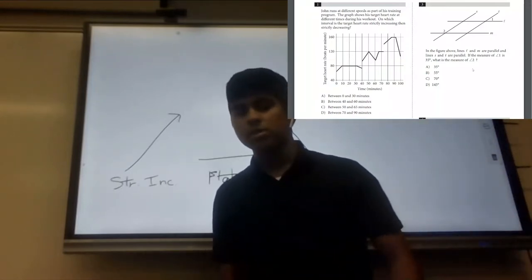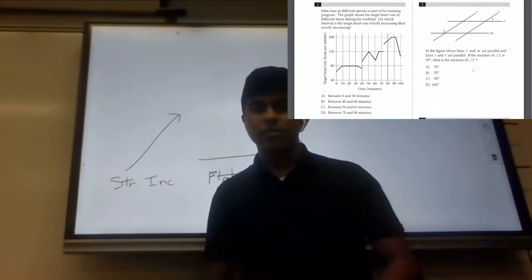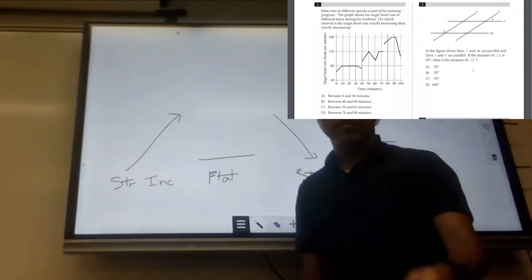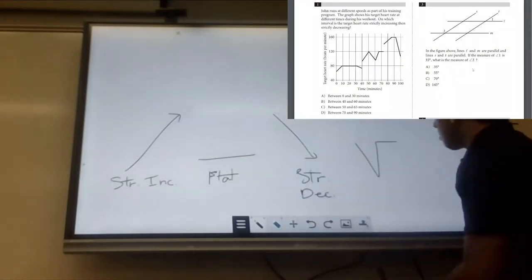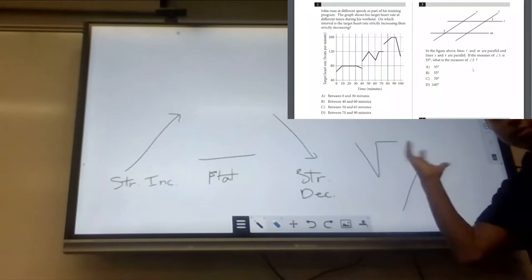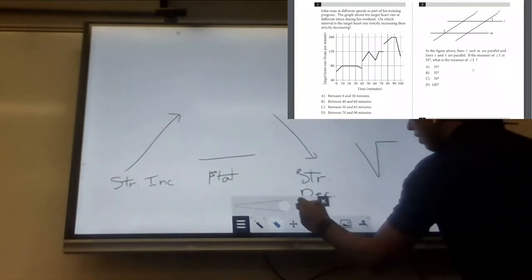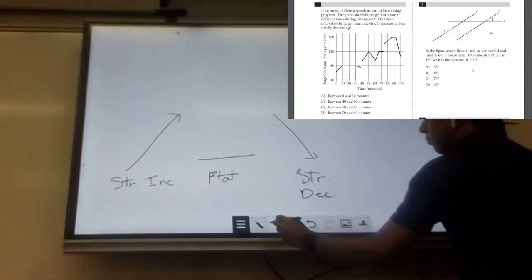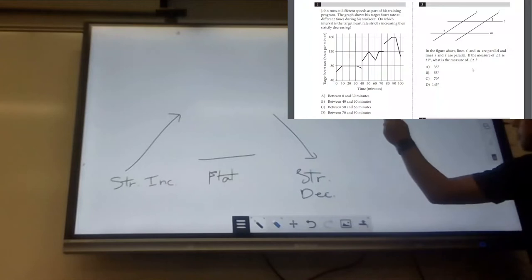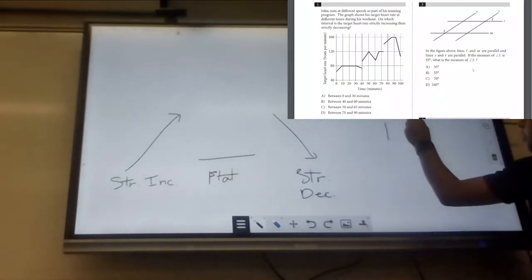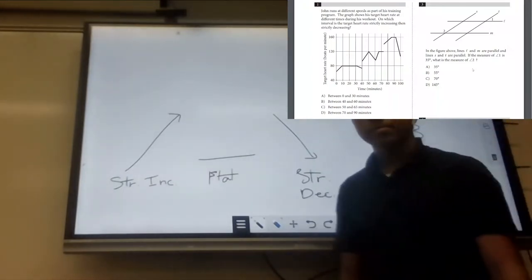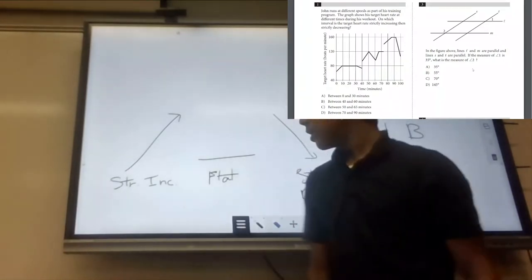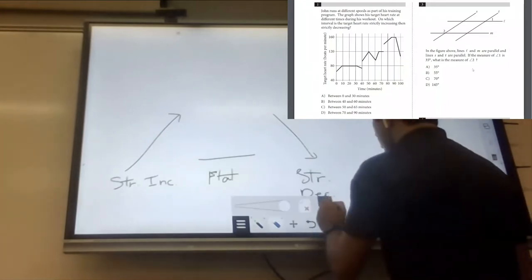We can look at the other two choices if we want. 50 to 65 is going to look like this, and 70 to 90 is going to look like this. You can see neither of these fulfill the criteria. So for question one, the answer is choice B. Are you following along? Hopefully you got that. Let's keep going to the next question.